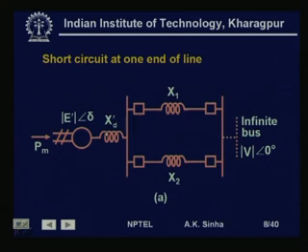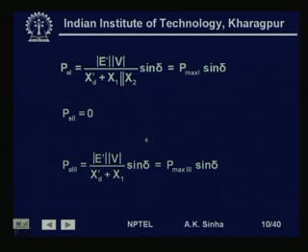In that case, again we have a system where we will have x d dash and only one of the lines working instead of both of the lines working in this situation. So, we have the initial case, where we have both the lines working. So, the electrical power is given by the relationship E dash V by x d dash plus x1 and x2 in parallel into sine delta, that is what we write as P max 1 sine delta.